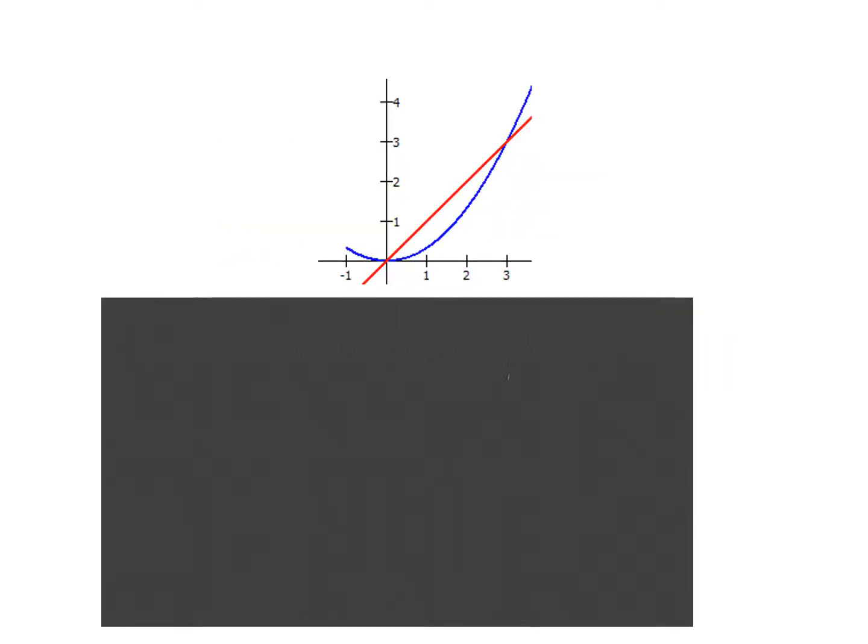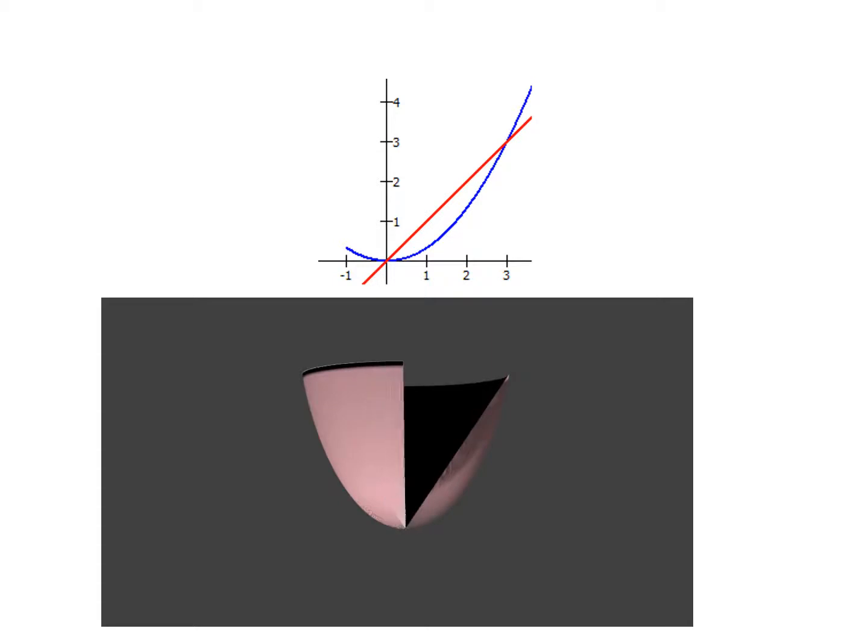So I want to sketch this first. And here I have the line in red and the parabola in blue, and we're revolving this about the y-axis. So I have this object here, and you might notice that we have this inner cone here and an outer paraboloid. And we want to find the volume of this, so we're going to use cross sections.